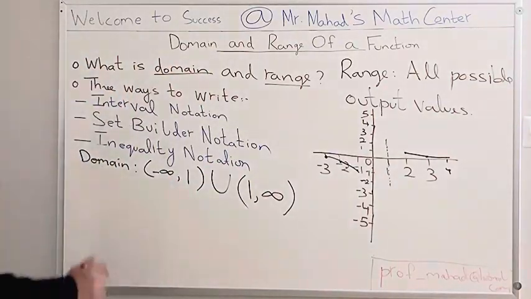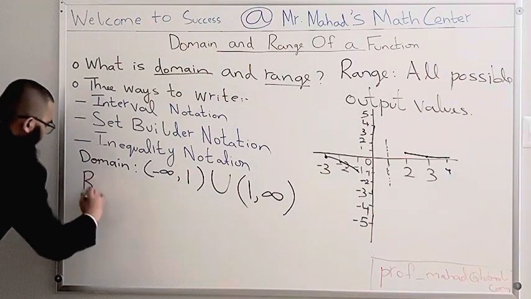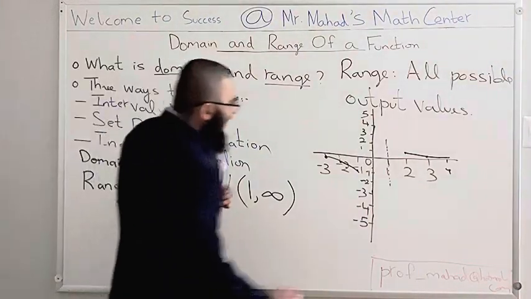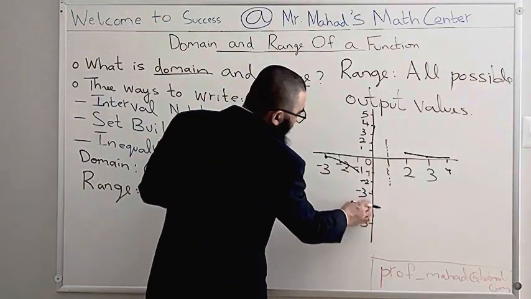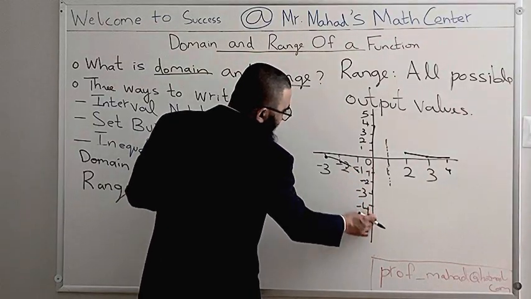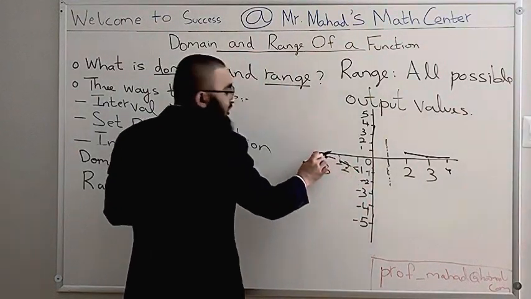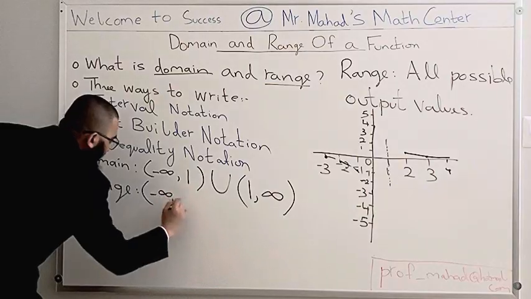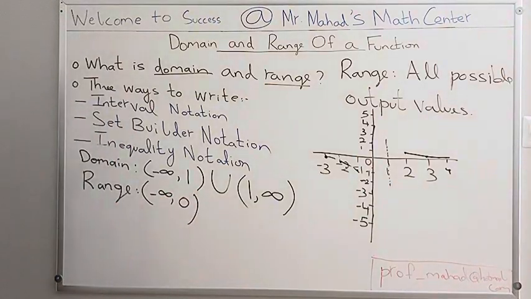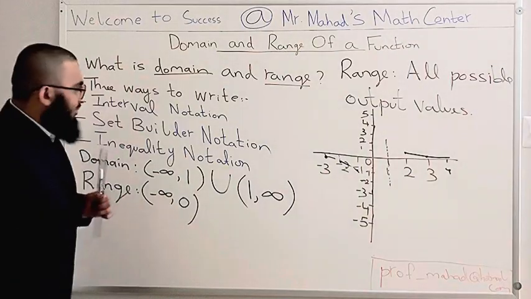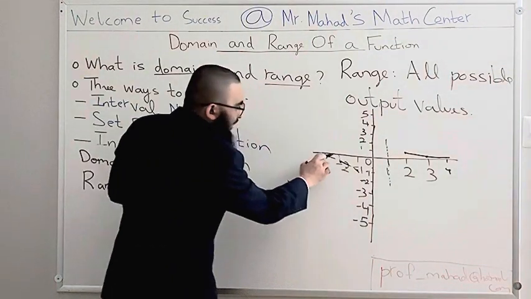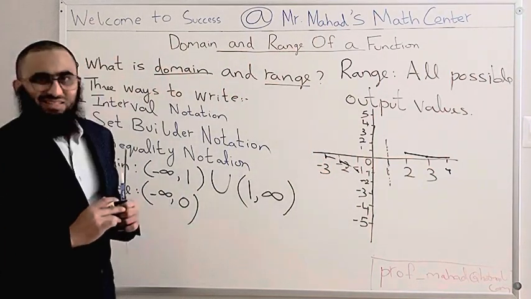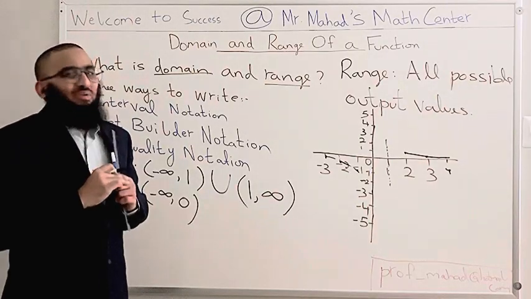Okay, now let's move on to the range. As you can see, this graph is coming from negative infinity, below 0. So I can write negative infinity and then 0 excluded, not included, because this graph will never intersect the x-axis. It will be very close but never intersect.